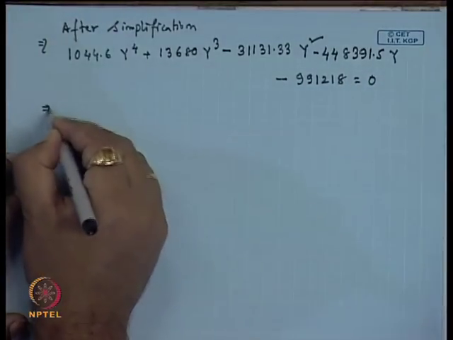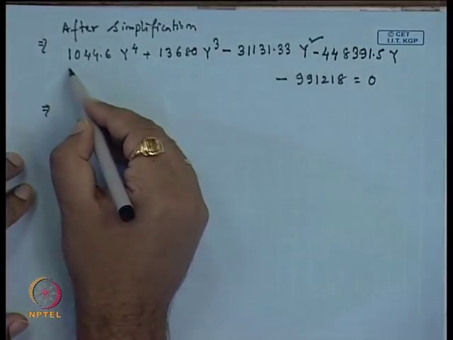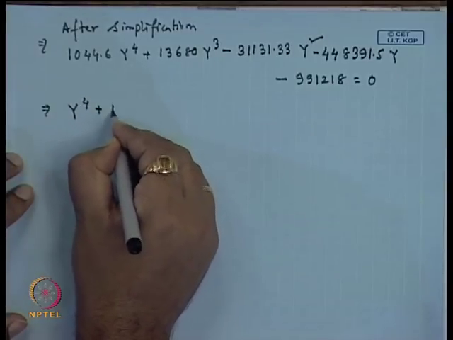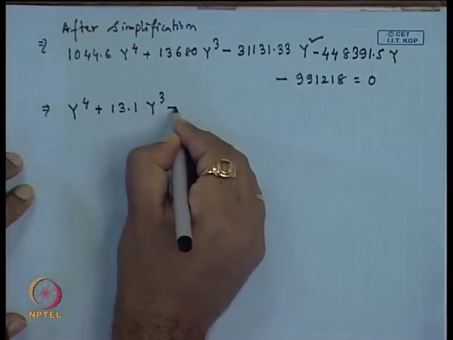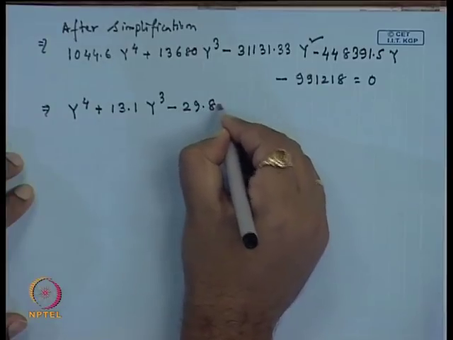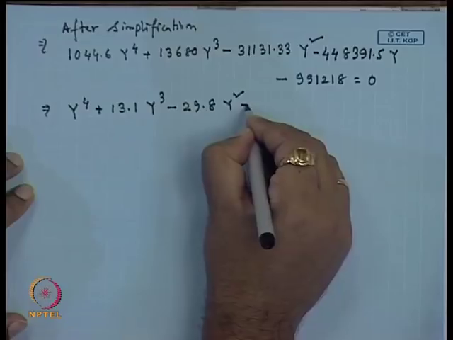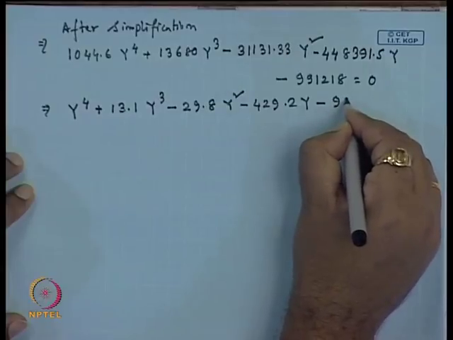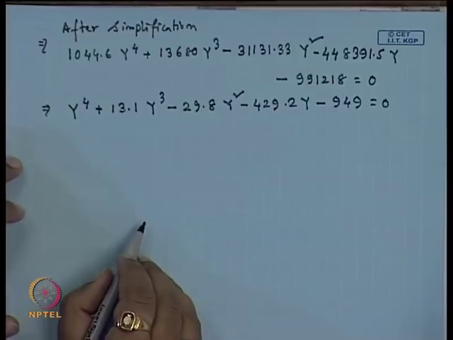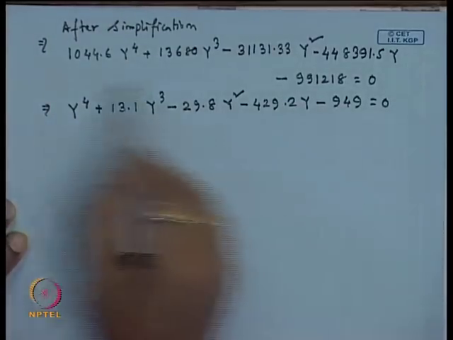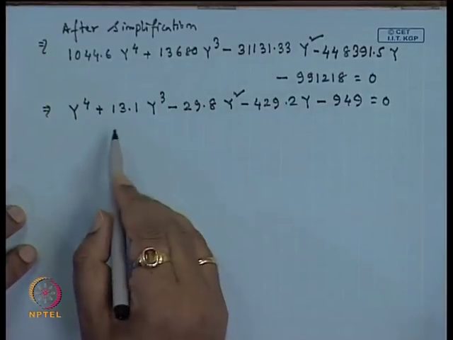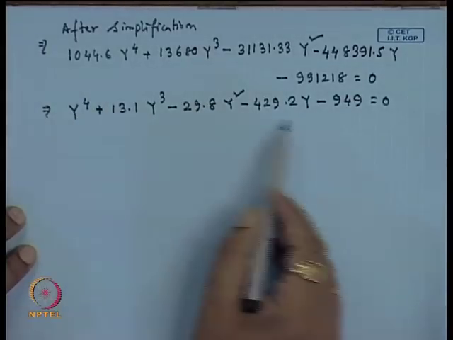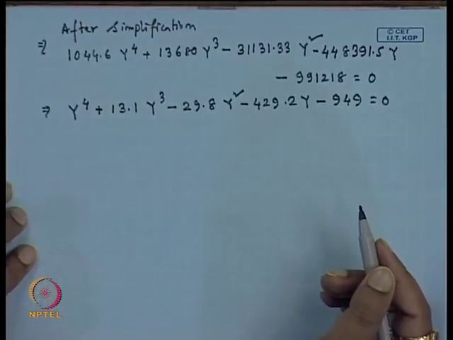Now, if I divide all the terms by 1044.6, then you will get Y to the power 4 plus 13.1 Y cube minus 29.8 Y square minus 429.2 Y minus 4949, that is equal to 0. So, now we have to solve this simplified expression, and from it we will get the Y value. This is a Y to the power 4 equation, so we can solve it by trial and error method. That is one option.